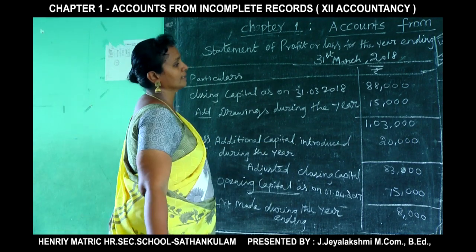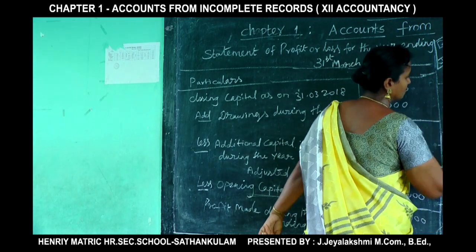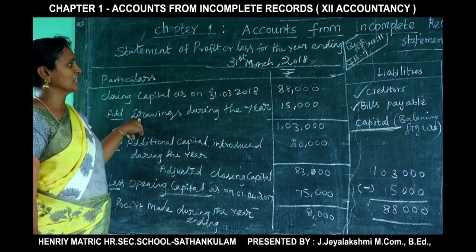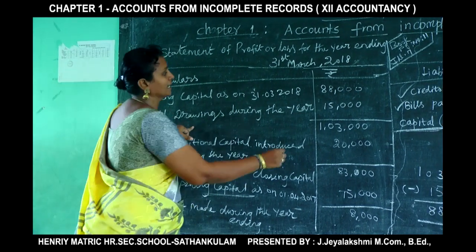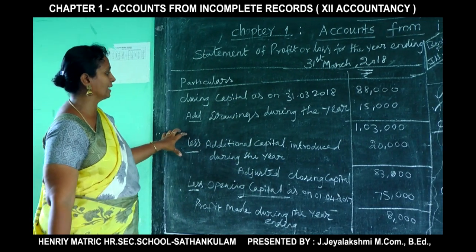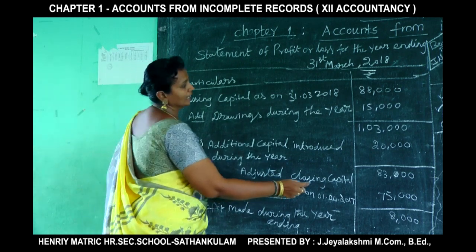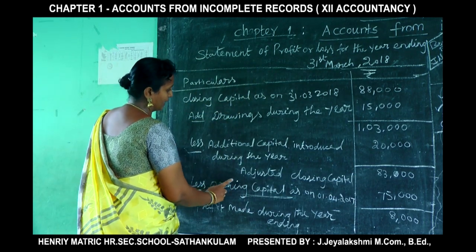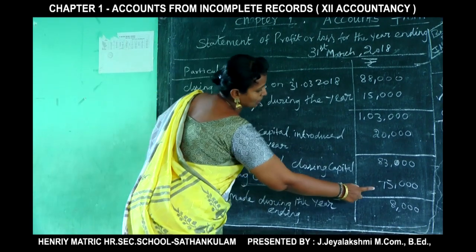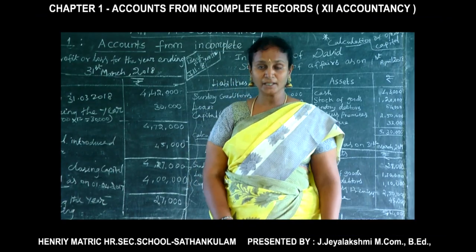Now we can use these amounts. Closing capital we take from the statement of affairs. Drawings are given in the question itself, withdrawing 15,000 for personal use, so that amount is written here. Total we get 1,03,000. Then less capital: 20,000 is the capital increase, so we deduct it and get 83,000, the adjusted closing capital. Then we deduct the opening capital, which is given as 75,000, and we finally get the profit made during the year, 8,000.